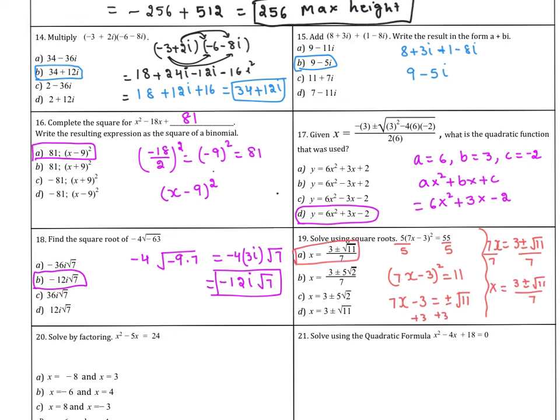For number 19, you're going to isolate the square term. So you divide by 5 on both sides. And you're going to now take a square root on both sides. You get on the other side plus or minus 11. Then plus 3 on both sides and divide by 7.